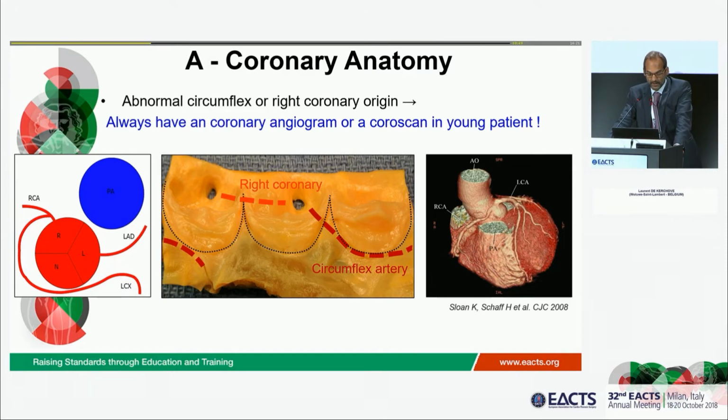So let's start with the coronary anatomy. Of course, you can have an abnormal circumflex or right coronary origin, so it's better to have an angiogram or a coro scan in your patient to see it. The right coronary artery can arise from the main trunk and then cross behind the commissure. If you have to dissect the aortic root, you will have a problem because you will cut it. So it's better to know if the patient presents this feature. An abnormal circumflex artery can arise from the right coronary ostia and pass behind the aortic root, just at the level where you will probably place the proximal suture line stitches.